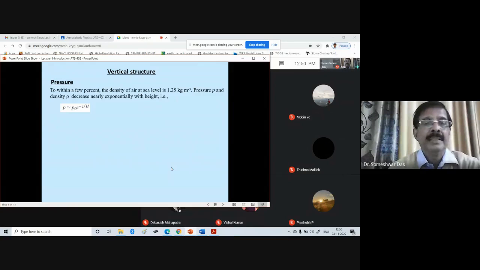All right. So the pressure, as I said, and density both decrease exponentially with height, and it is given approximately by this relation: P is equal to approximately P naught times exponential of minus z divided by h. Okay, where this P naught is the pressure at a reference level, usually taken at the Earth surface. Z is any height, and h is the so-called scale height.